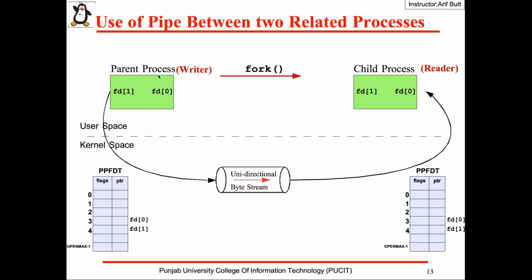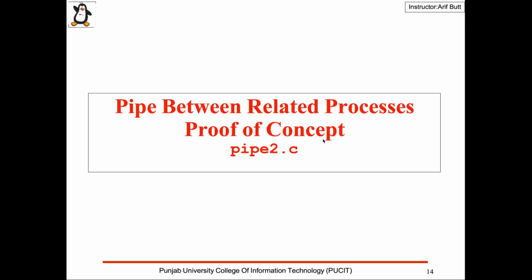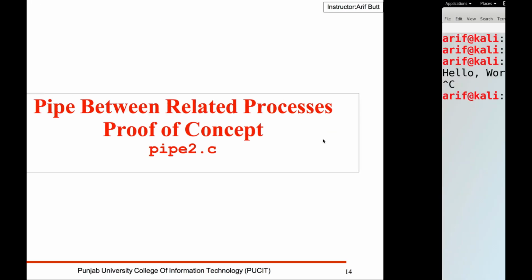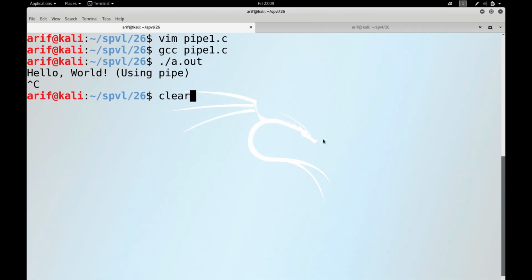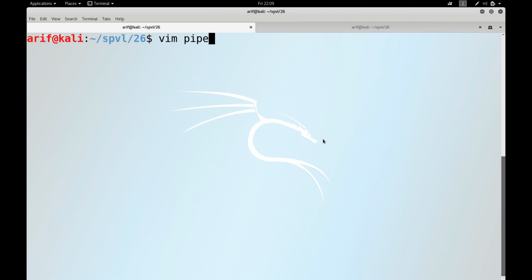Now you can see we have a communication channel between the parent and the child process. Okay, let us move again to the Linux terminal and see the proof of this concept from a program that is pipe2.c.